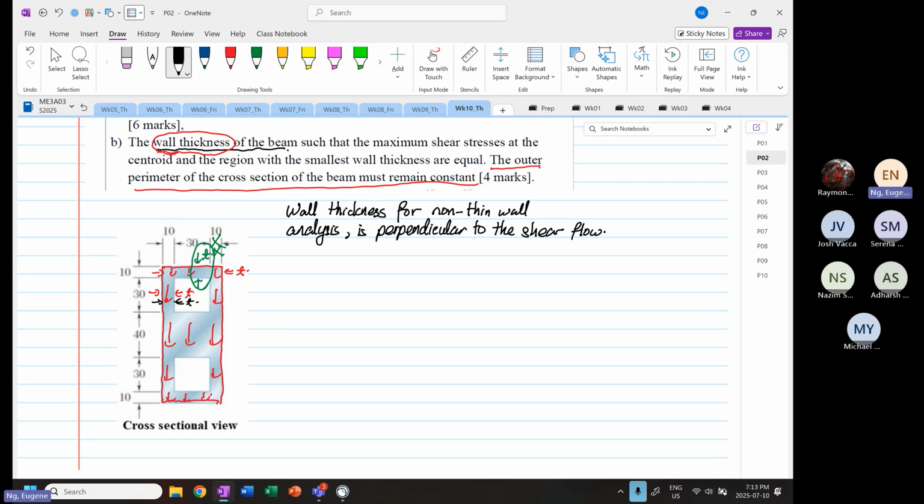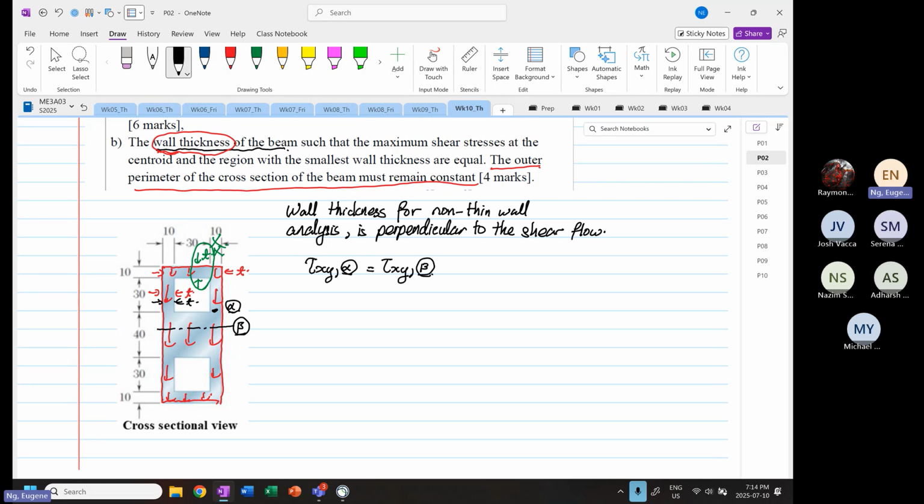I'm going to label two points. This point over here is alpha, and over here, this is beta. What I'm trying to state is that the shear flow or the shear stress at alpha must be equal to the shear stress at beta. They must be the same.